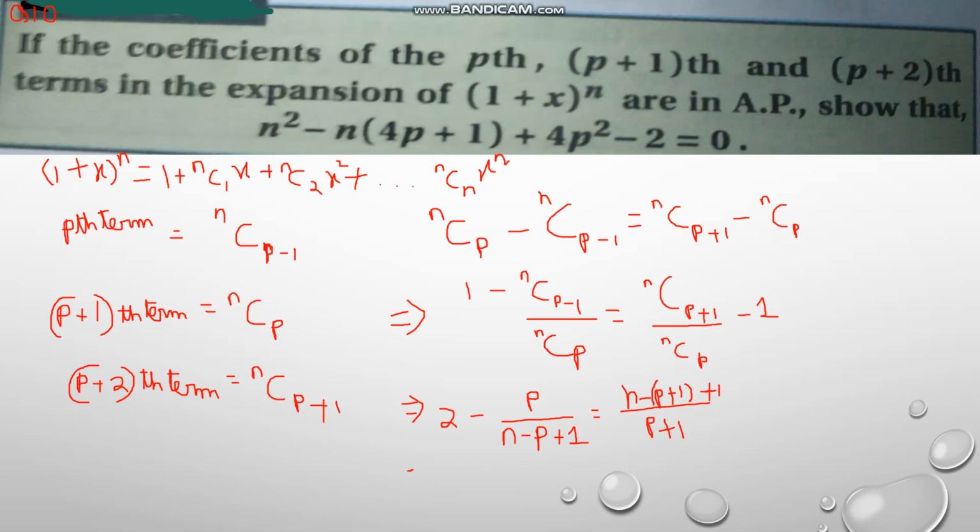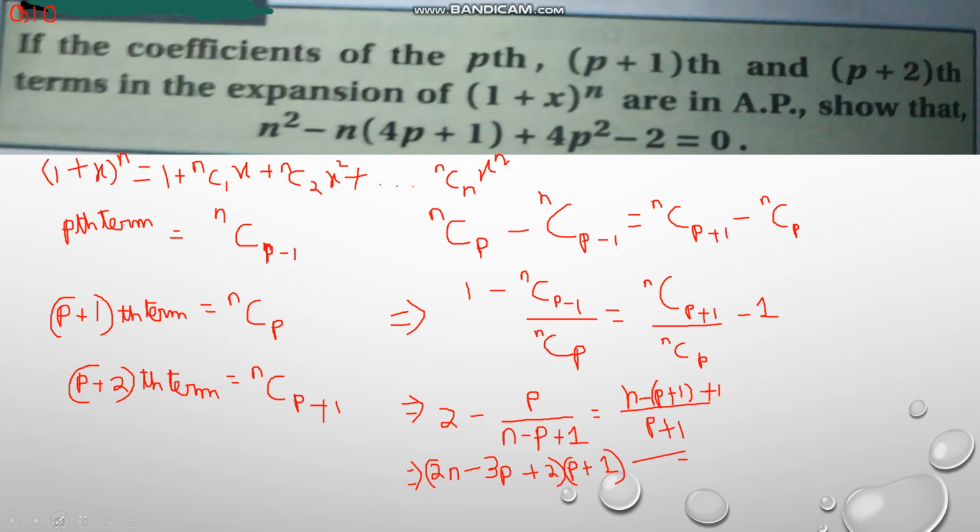This equation is a very complex one. Let's see if some simple method comes out to solve this. Now let's solve it in the only way we have remaining right now, that is (2n minus 3p plus 2) whole multiplied by (p plus 1). This will be equal to n minus p plus 1.